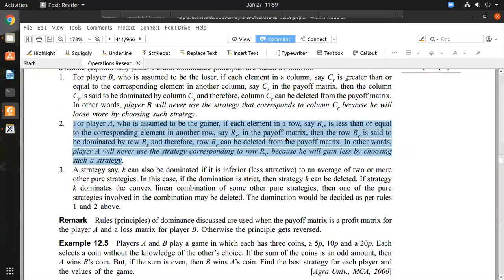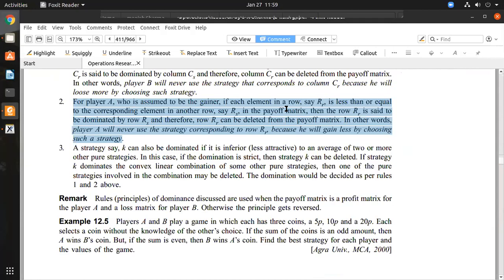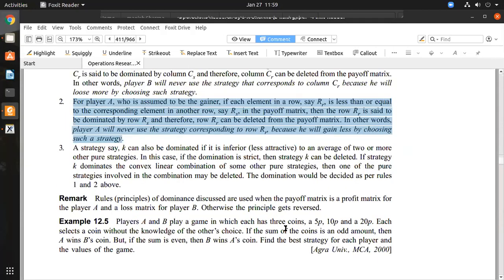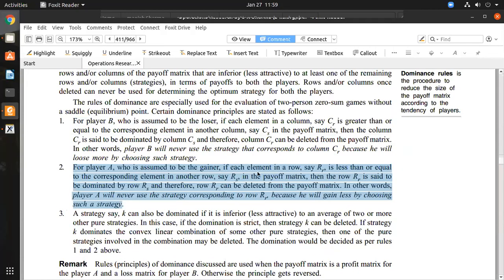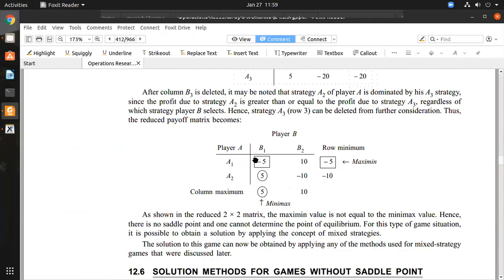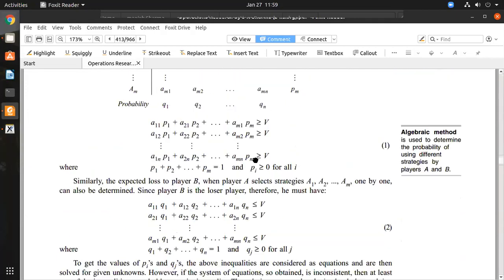Sir, these two are understood. The pure strategy one I didn't get, sir. Okay, I'll tell you, don't worry. Anyhow, these two are understood, row and column. Yes, sir. Okay, let us take one example, then it will be more clear.